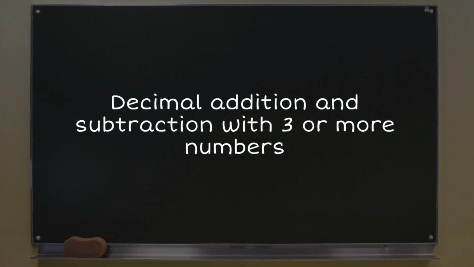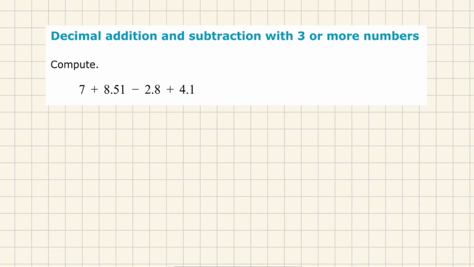Decimal addition and subtraction with 3 or more numbers. We're asked to do this calculation that involves both addition and subtraction. In following order of operations, addition and subtraction just happens left to right. So our first calculation will need to be 7 plus 8.51. I would line those up vertically, 7 and 8.51.